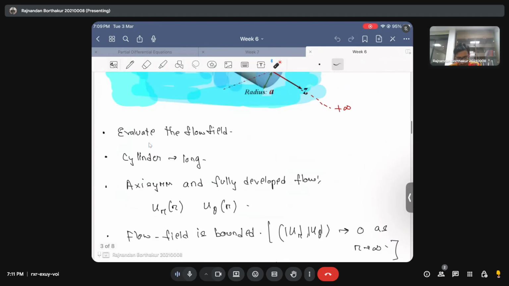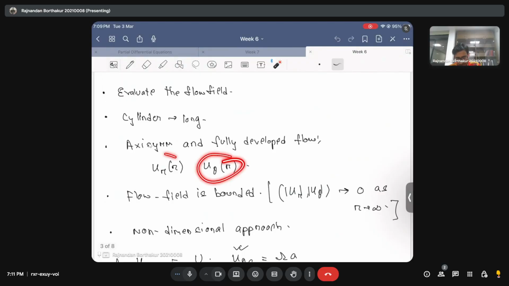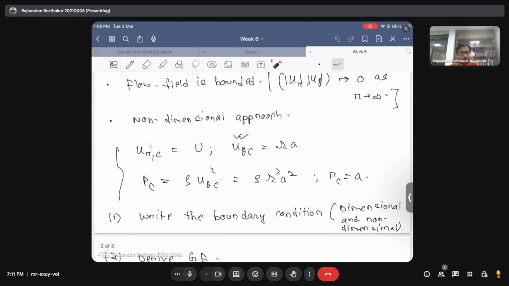Our idea is to calculate this velocity field, and for that, as we had been doing repeatedly, we use the non-dimensional approach. We had certain scales given to us. The characteristic velocity scale in the r direction was the magnitude of the suction velocity, while the characteristic velocity in the theta direction is the rotational velocity at the cylinder surface, which is omega times a, where omega is the rotational velocity of the cylinder. For pressure, it was the inertia scale that we took, which is rho times the characteristic velocity squared, and here we took the scale to be u theta c.